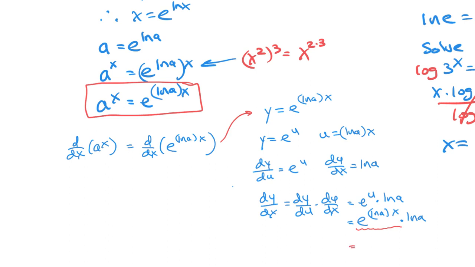And we will get the answer: a to the x times the natural log of a. So we're basically saying that the derivative here, dy/dx, is just the original function times the natural log of a. So we can go back here and say, all right, the derivative of a to the x equals, well, we just found this over here, a to the x times the natural log of a.